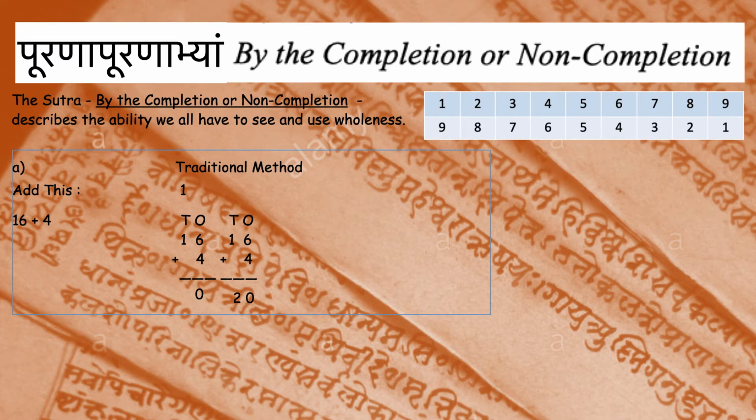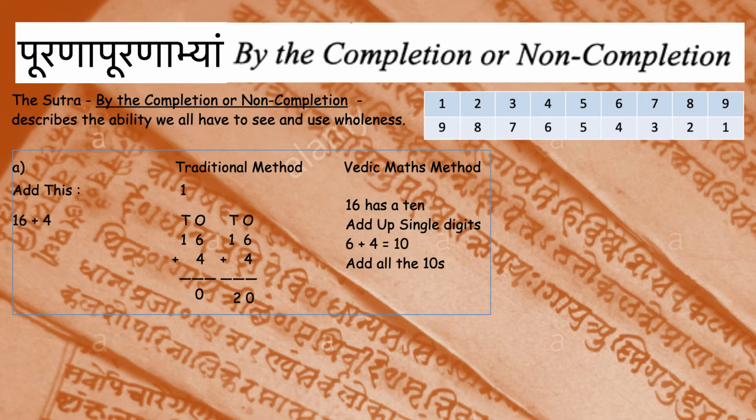How do we do it in the Vedic maths way? Now think this way. We already have a 10 in the 16, right? And if we add up the single digits, 6 and a 4 makes it a 10. So adding the tens up, 10 and a 10 makes it a 20. It's simple, isn't it? So let's look at another problem.